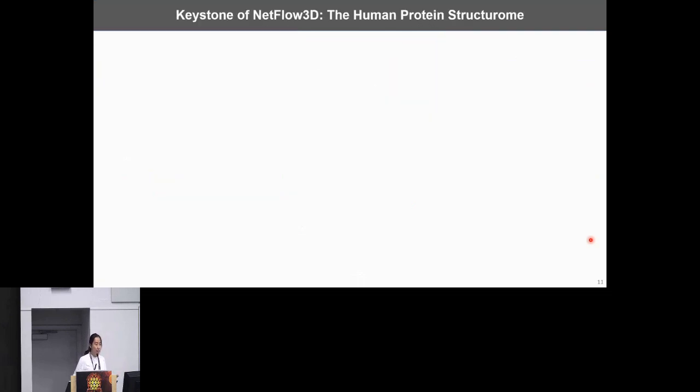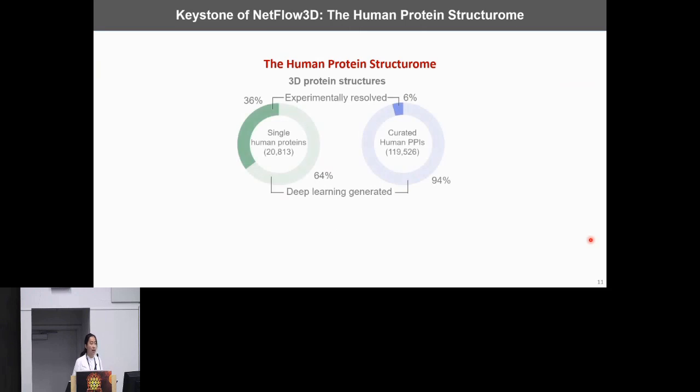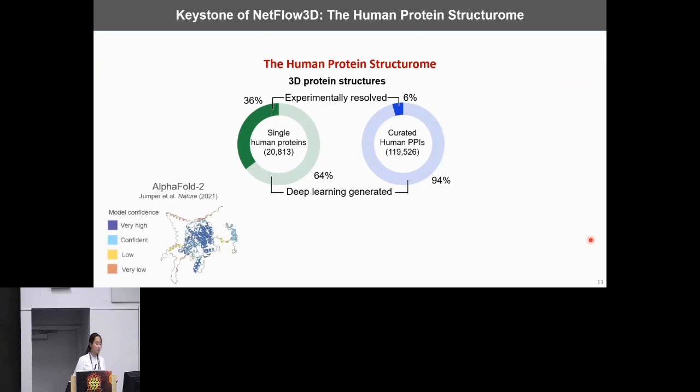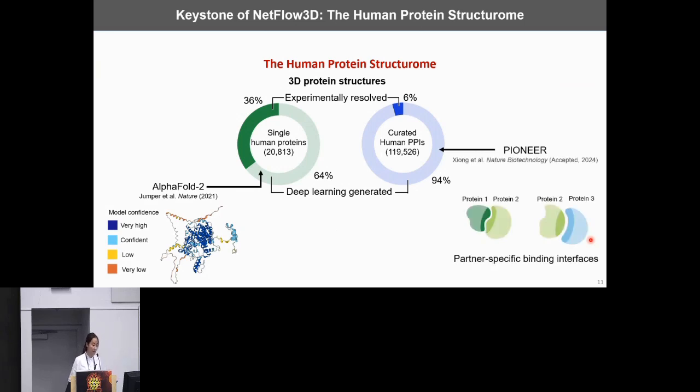So the establishment of NetFlow 3D hinges upon the human protein structurome, which is a comprehensive repository that we compiled that contains the 3D structural data of every single protein as well as the binding interfaces of all known protein-protein interactions in humans. The vast majority of these 3D structural data were generated by recent deep learning algorithms. Specifically, we leveraged the single protein structures generated by AlphaFold 2, as well as the partner-specific binding interfaces generated by our lab's deep learning framework called Pioneer.